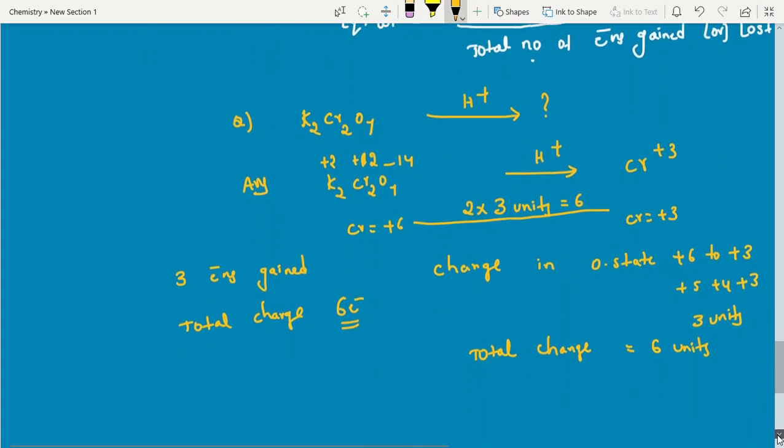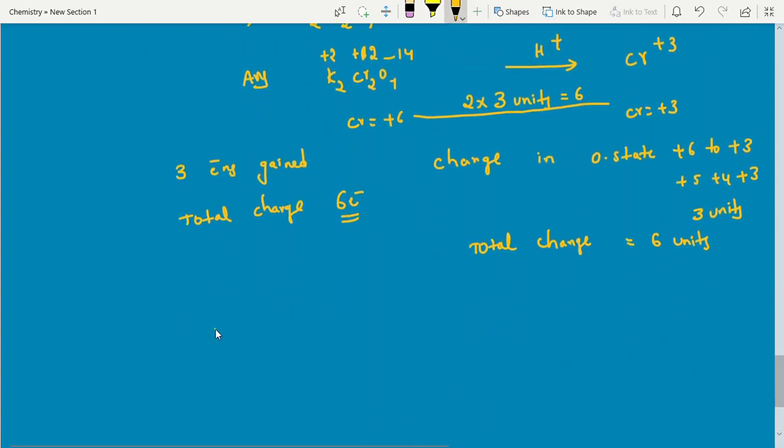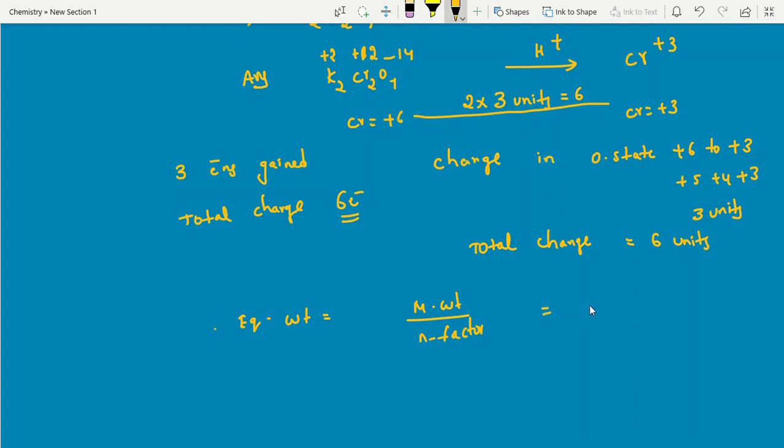So finally, what is this here, students? Equivalent weight equal to molecular weight by n factor. What is the n factor? Molecular weight M by 6. If you want to leave it like this, you can leave it, or else you can substitute the molecular weight. What is this? 294 by 6. What answer will you get? 294 by 6 is 49. Like this, we are going to calculate the oxidation state, and afterwards the n factor, students.